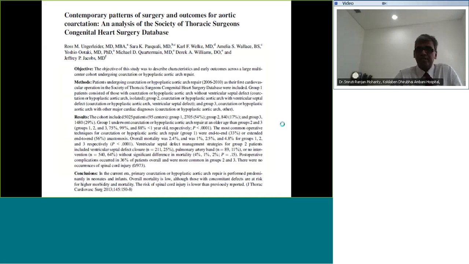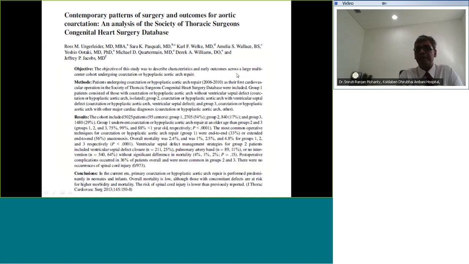Now, before I end today, I want to go through the actual contemporary patterns of surgery and outcomes of aortic coarctation. This is the analysis of the Society of Thoracic Surgeons Congenital Heart Surgery database. When in any meeting or any textbook we read about coarctation, we often read the historical data. We talk about an era where the surgical methods were not as developed as today. So all the time people quote the outcomes, complications or mortality which are historical. So this particular paper, which is in a contemporary period, is very important to know.